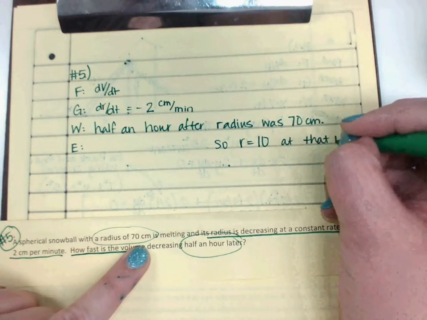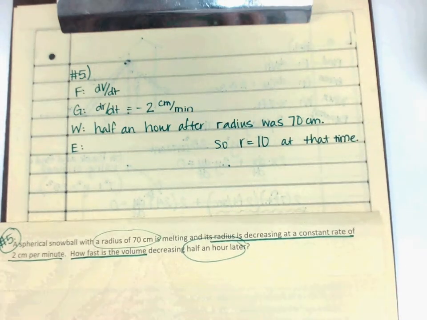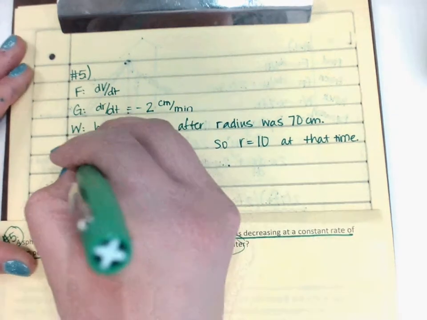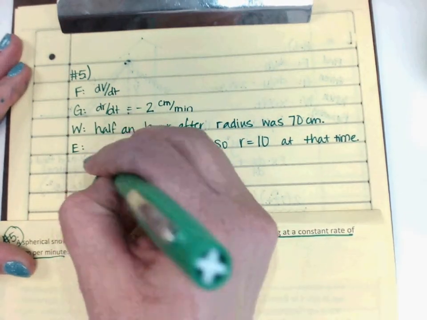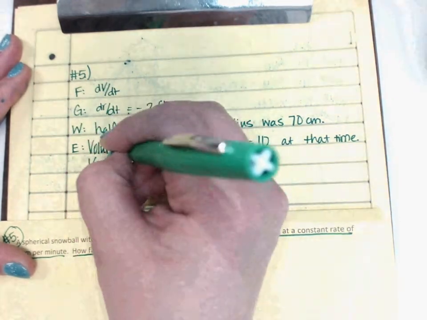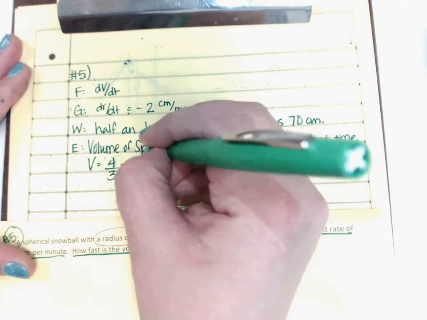Now I'm going to walk you through it one more time in case anybody was confused. Half an hour is 30 minutes. 2 centimeters per minute for 30 minutes means it went down 60, but it started at 70. So 70 take away the 60 it shrunk leaves me at 10. Now from here, pull out your yellow sheet. What formula do we want for a sphere? Volume. 4/3 pi r cubed. That's the volume of a sphere, because it tells me it's spherical.